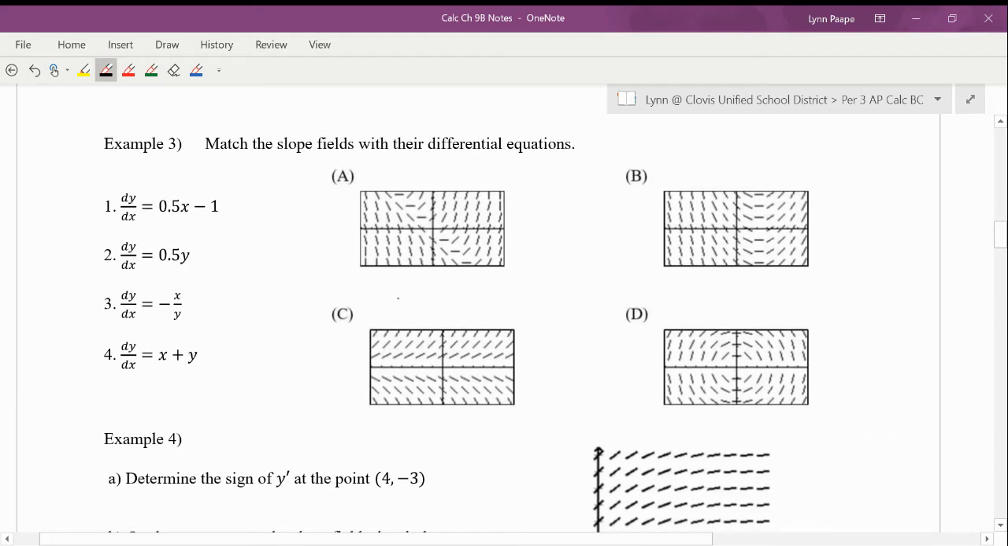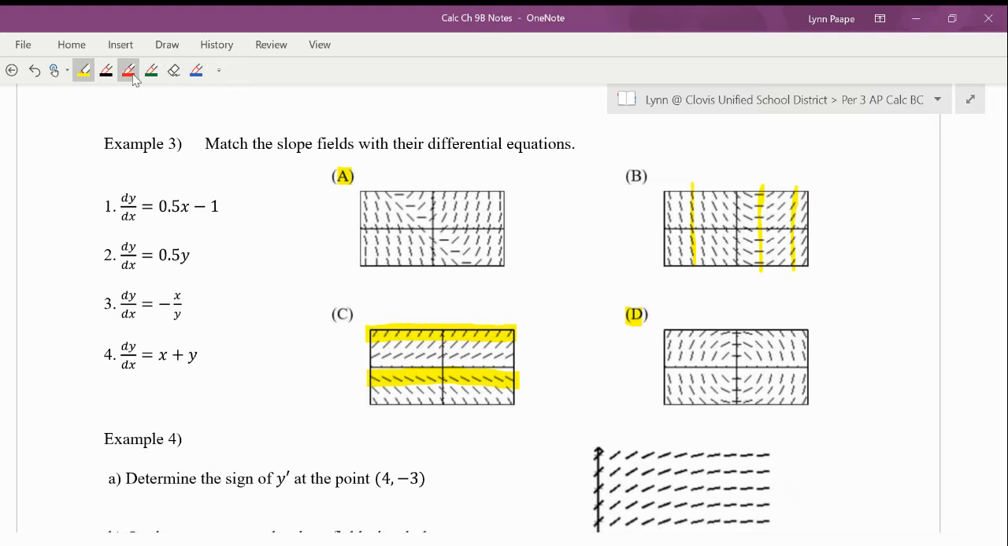All right, so let's go ahead and take a look at this example here. We're looking to match our slope fields, so we're going to look for trends. The first thing I always look for is, do I see anything horizontally or vertically all the same? So I see here, these are all slopes that are horizontal, right? So they are all parallel to each other. And then the same here, right? So these are all parallel to each other. So that's going to be my first little look. But I don't see that on A, no parallelness, and nothing on D either.